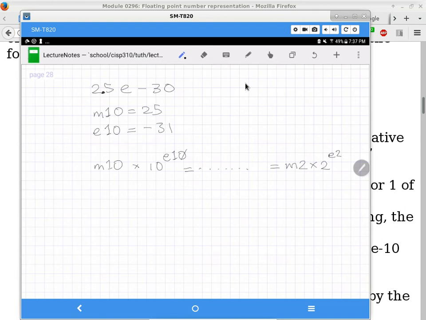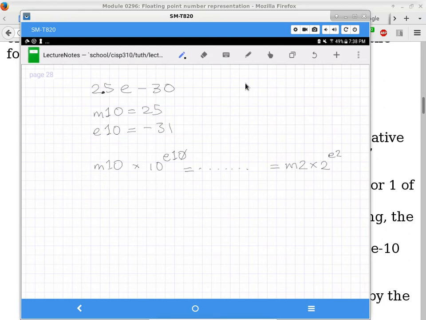Okay. So this is the objective. How do we get this done? Now, if the exponent is not something absurd like negative 31, if it is something more reasonable like 5, it's easy, right? Because if E10 is 5, all we have to do is say, oh, so it's 25 times 100,000, which is an integer, right? And then we just need to go through base conversion, and we're done.